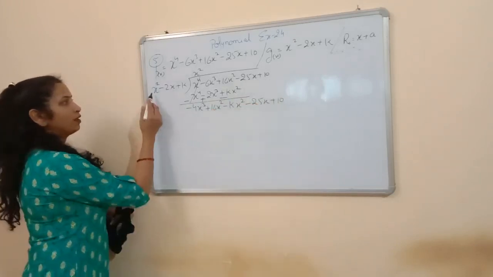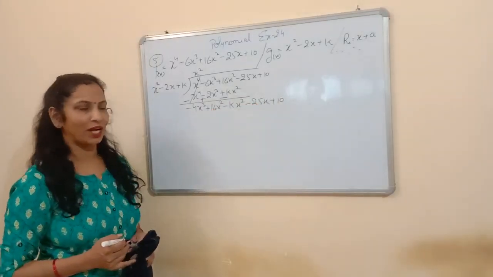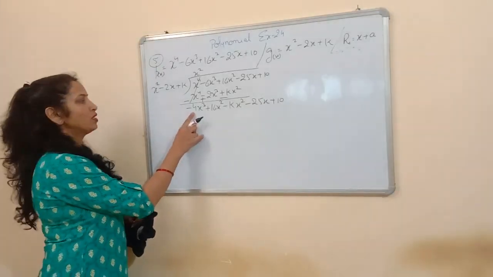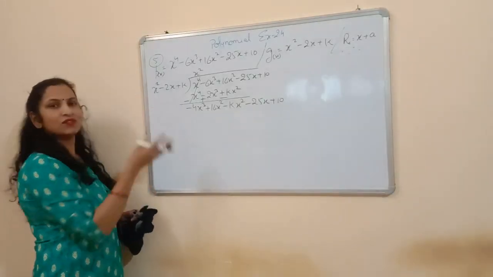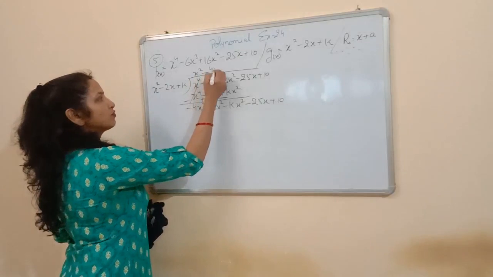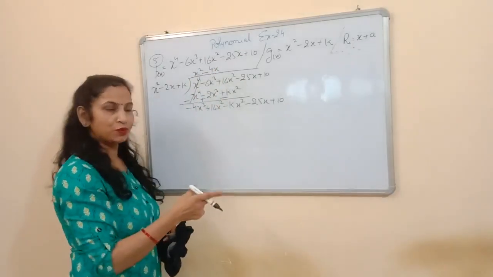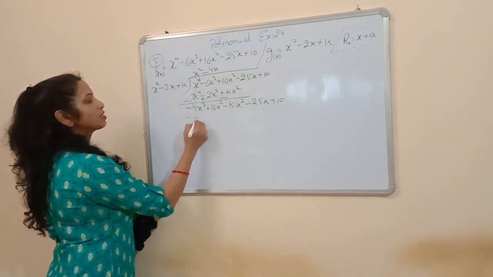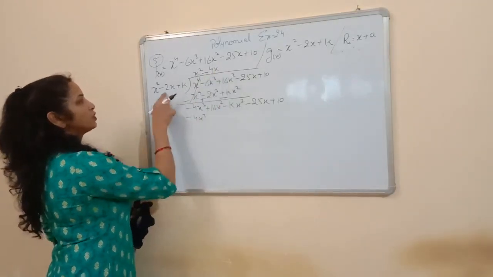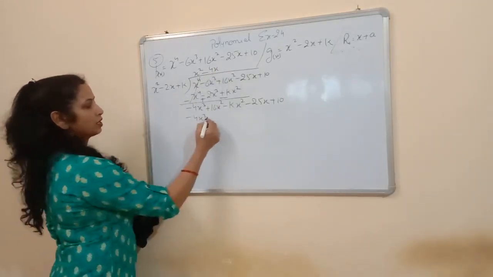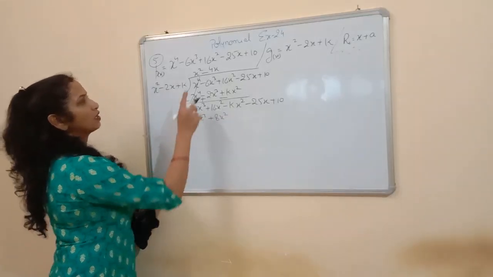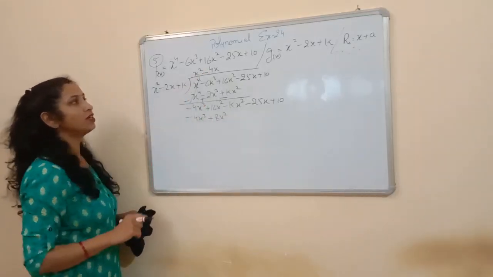Now you check by which number we should multiply x square to get minus 4x cube. So we will multiply it by minus 4x simply. Multiply minus 4x with the whole divisor and write it here, this happens in division. So what comes is minus 4x cube, then minus minus plus 8x square, and then minus 4kx.